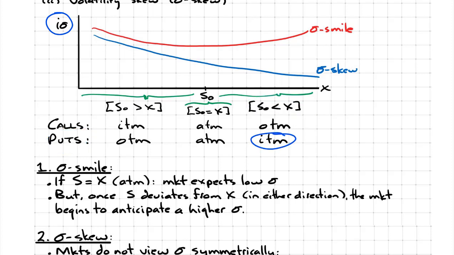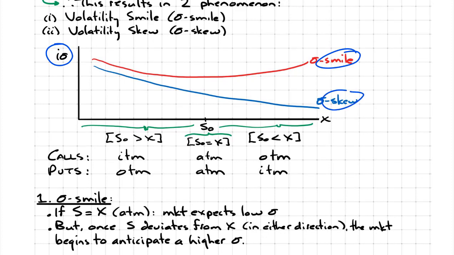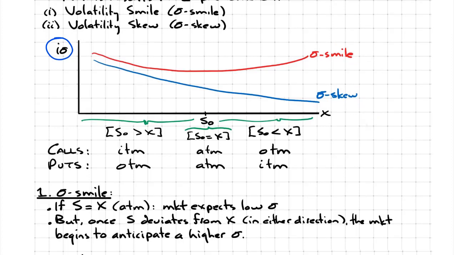And of course, in the situation where the strike is right there, where it's equal to the spot, then both options would be at the money. So the very first thing we needed to do in order to explain volatility smile and skew is to read this framework properly. All right, so now we can continue.